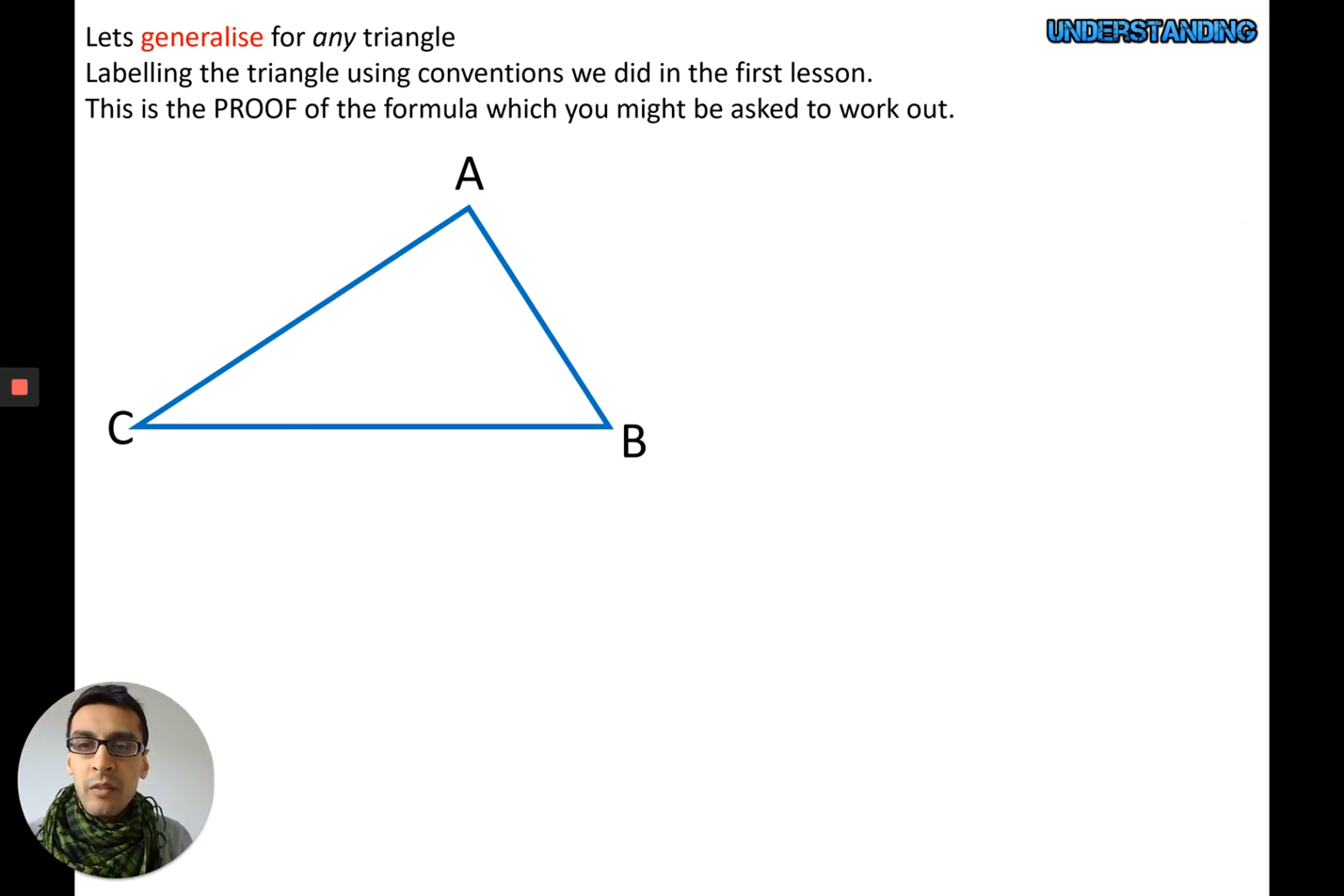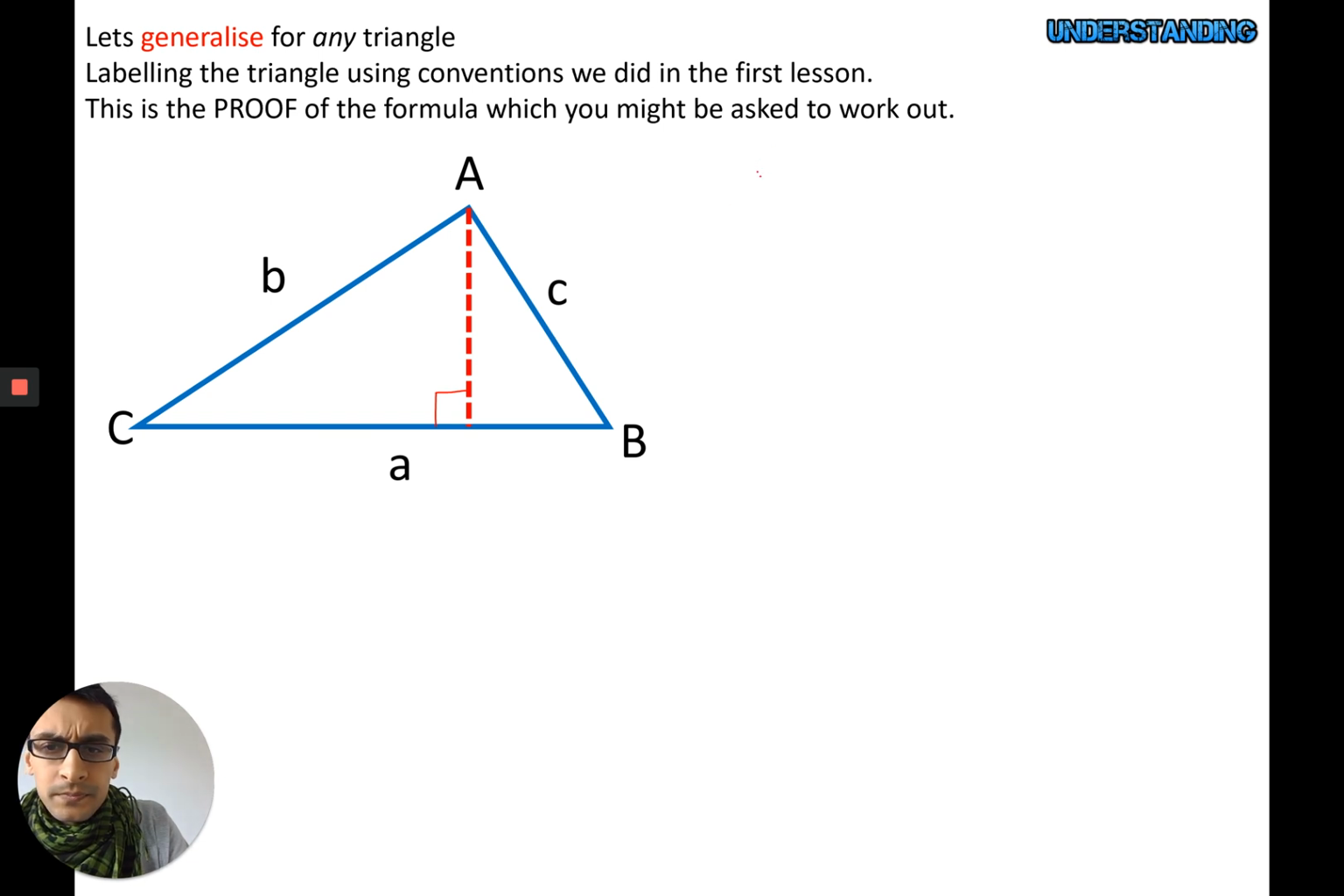So here's a triangle I prepared earlier. Labeling the sides using conventions that we did in the first lesson, the first video, and then let's do the proof. So I've already got the letters here. I don't really have a choice of where I can put the lowercase letters. The C has to go there, the B has to go there, and the A has to go there. And just like last time, I am going to draw a vertical line from the top to the bottom, and then I'm going to make a right angle triangle. And you can do that with any triangle. And then I'm going to do the proof.